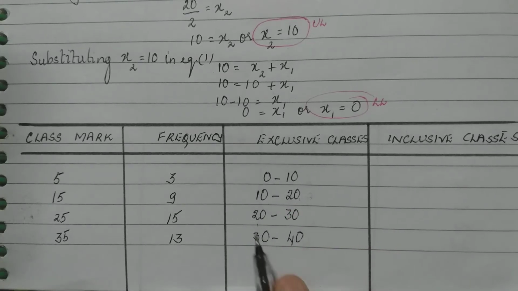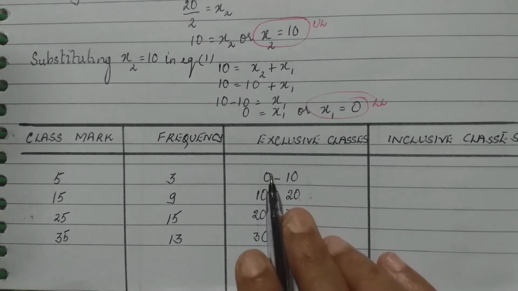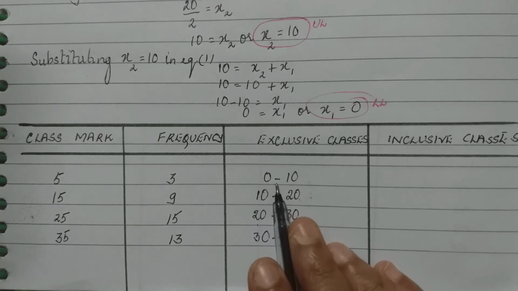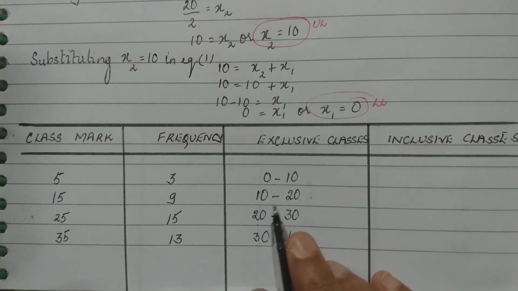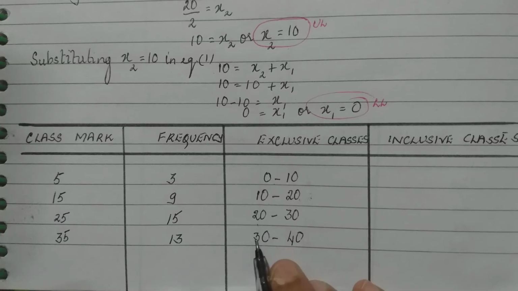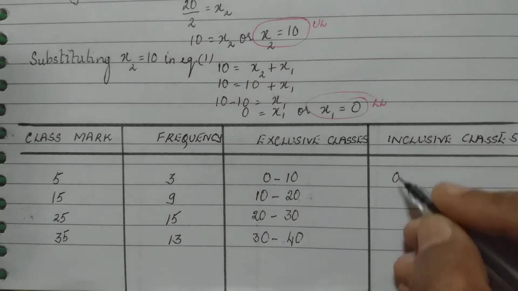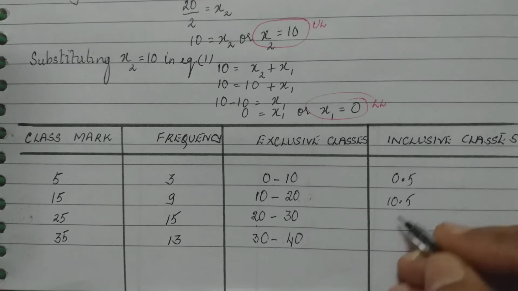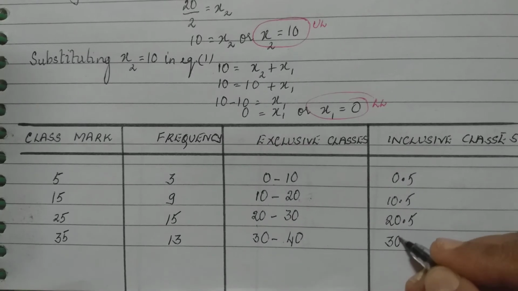What we do is, to all these lower limits we add 0.5. Now if I add 0.5 to 0, it is 0.5. To 10 if I add 0.5 it becomes 10.5. To 20 it becomes 20.5. To 30 it becomes 30.5. So first let us write all the lower limits. This becomes 0.5, this becomes 10.5, this becomes 20.5, and this becomes 30.5.